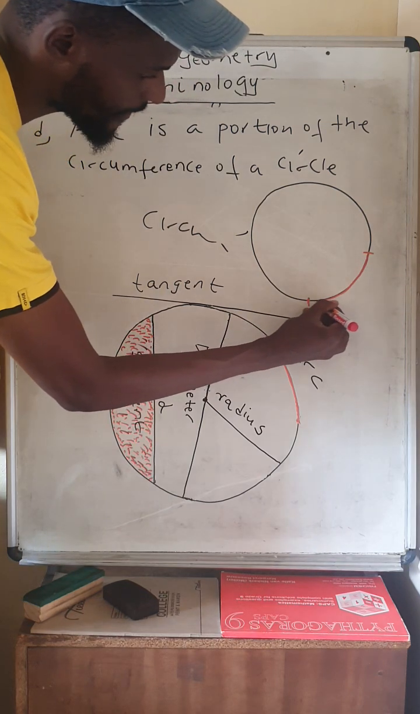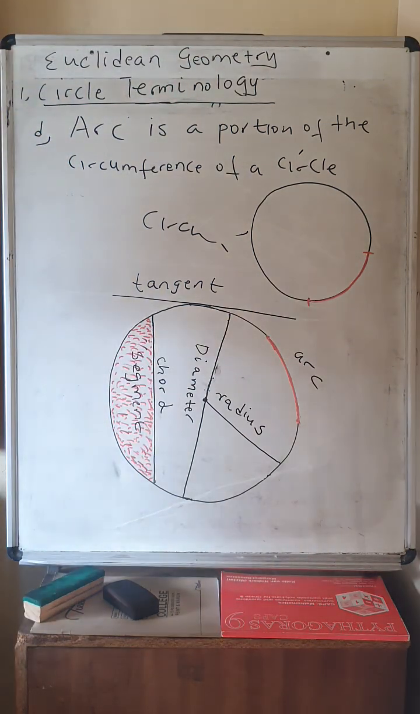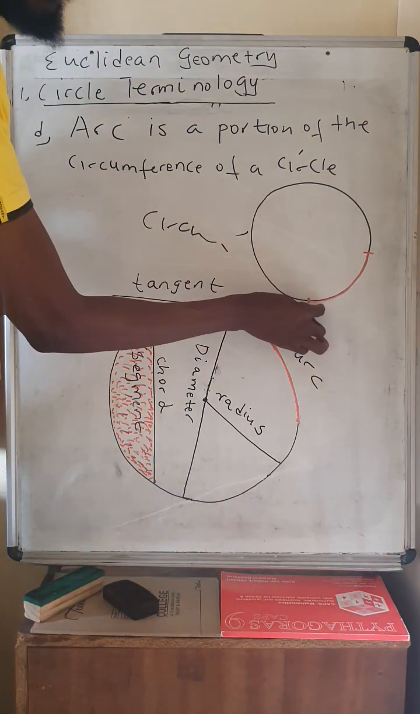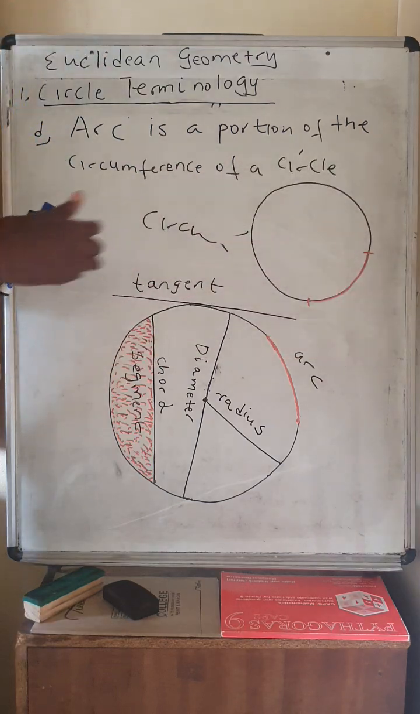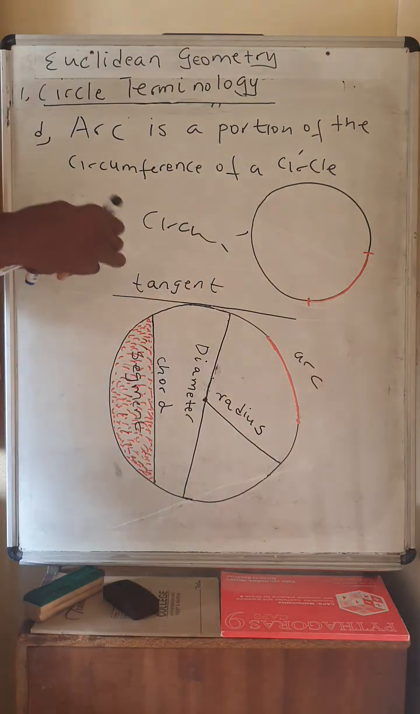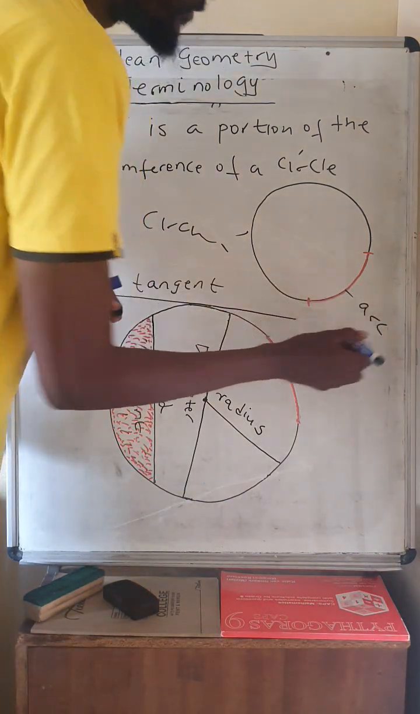If you look at this portion here, this is a portion of what? Of the circumference of a circle. This is not the entire round, it's just a portion. But it's part of what? Of the circumference. Therefore, this portion will be called what? An arc. It will be called an arc.